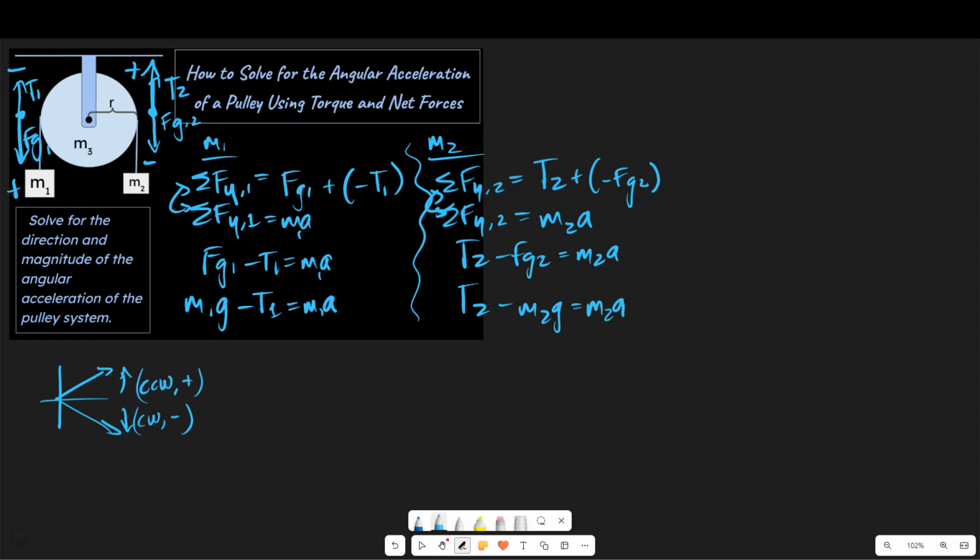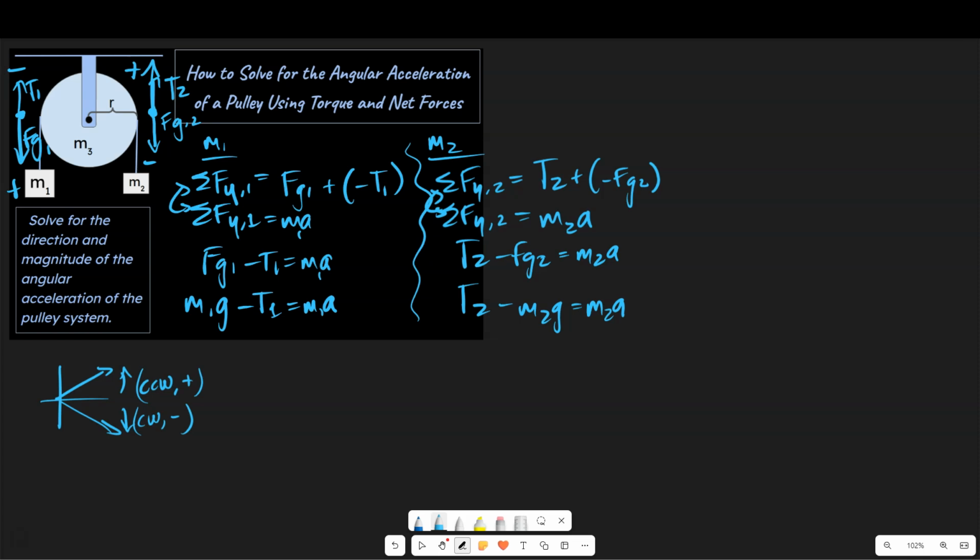So at this point, one thing that comes to mind is that we've got acceleration in both equations. We could set them equal to each other, but all that's going to do for us is set up a ratio or a relationship of T1 to T2. Not the most useful thing at this point, so let's just hold off on that for a moment.